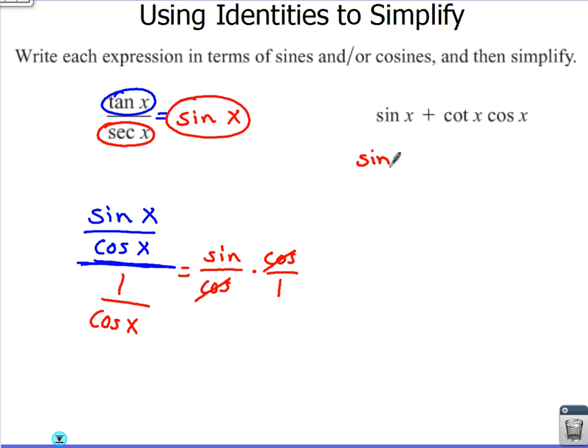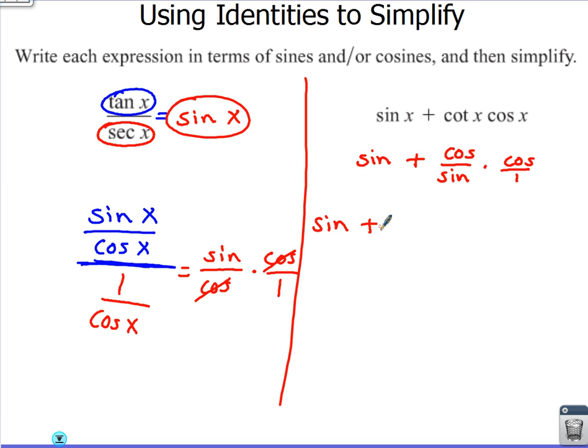Let's leave sine and cosine as is. But cotangent, let's turn it into cosine over sine. And then we've got that times the cosine. And before I can multiply two fractions, I'm going to put a 1 on the bottom. So multiply the tops, multiply the bottoms. Turns this into the sine plus, what do y'all think? Cosine times cosine. X times x, y times y, z times z, cosine squared.